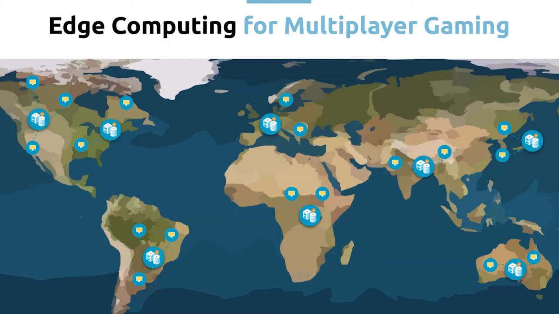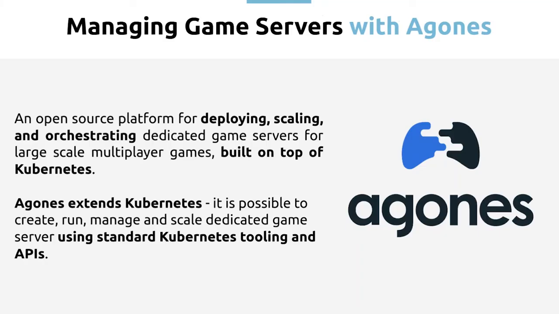So we have to take into account all of this. For multiplayer online gaming, we have to take into account these dynamic resources that must be created and deleted. And also we have to take into account latency. Now, in order to set up an edge computing solution for a multiplayer game, we are going to use several technologies. So let's start from Agones.